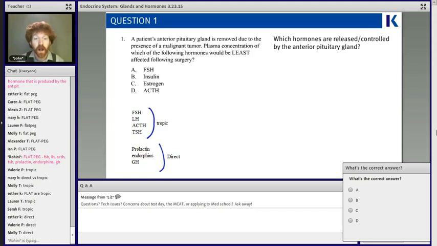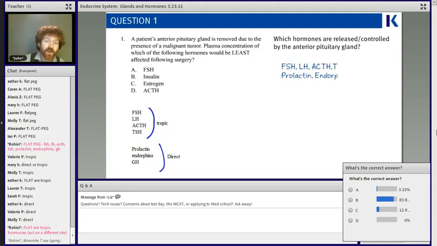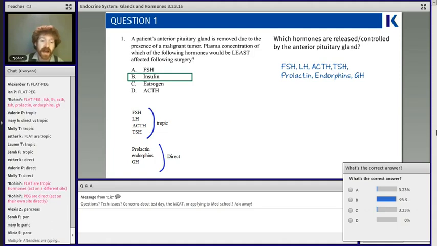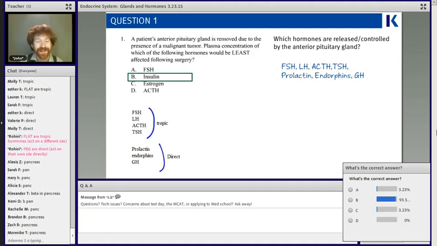You got it. And so the only one, if we're going to remove the, I mean, you're going to be in trouble if you remove your anterior pituitary, but the only thing that's not under the control there, which we do have 83% of you going for, is insulin. Once again, where's insulin released from? Pancreas, you got it. Specifically the beta cells and the islets of Langerhans, to use your fancy language.